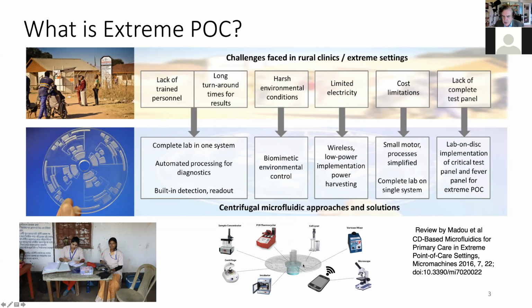The picture on the bottom here kind of shows this concept of what the spinning disk needs to replace. It needs to replace a PCR thermocycler, sample concentrator, a centrifuge, an incubator. It needs to be coupled with your cell phone. It needs to have a cell lyser. It needs to act as a microscope, and it needs to be a mixer. So that is in a way our big challenge, to put all of that in one simple instrument.